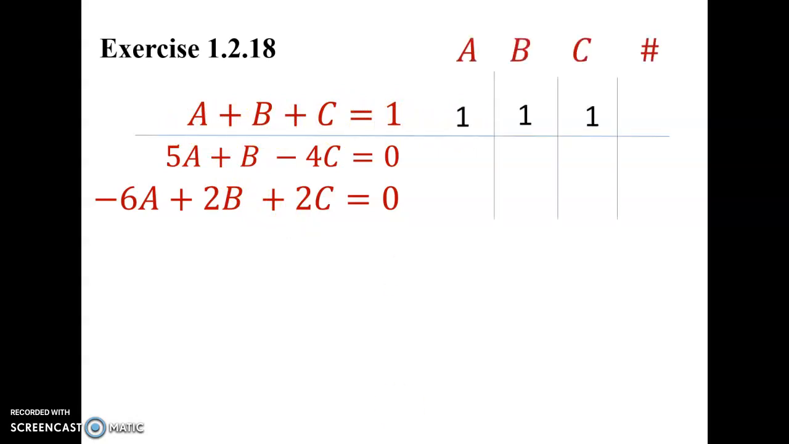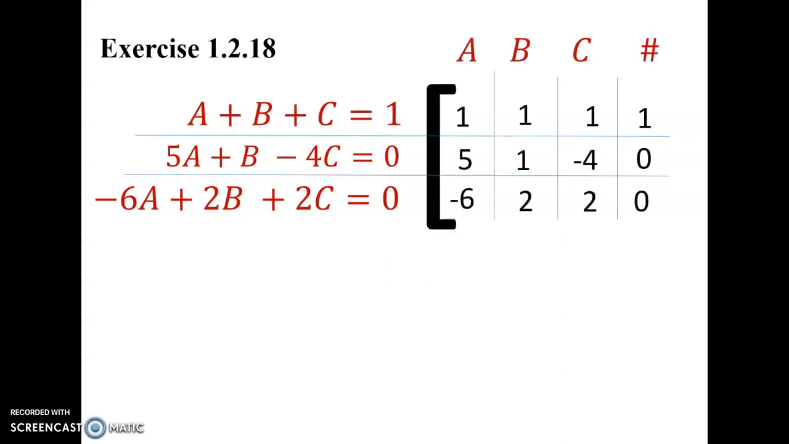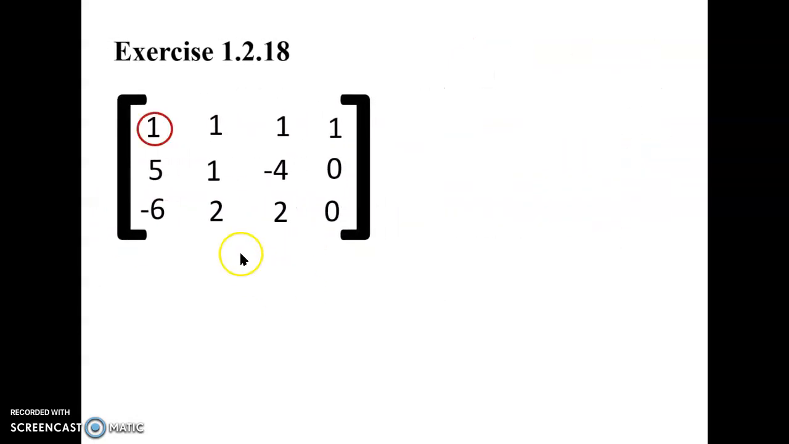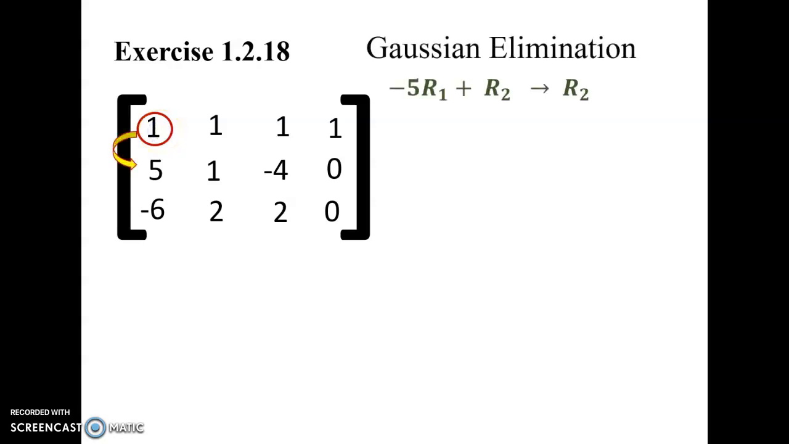So the matrix that goes with this is just the coefficients and the answers written in matrix form, and it's just read straight across. If it's just A, the coefficient is 1. If there's nothing there, it's a 0. Looking at this, I can use the 1 in the first position to eliminate, with Gaussian elimination, the next 2 rows to clear out the rest of this column and make zeros.